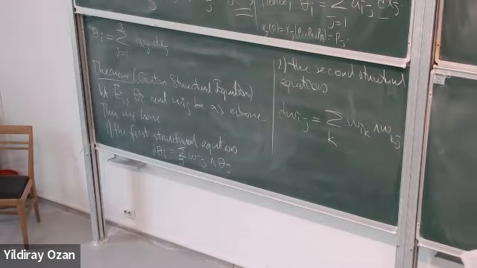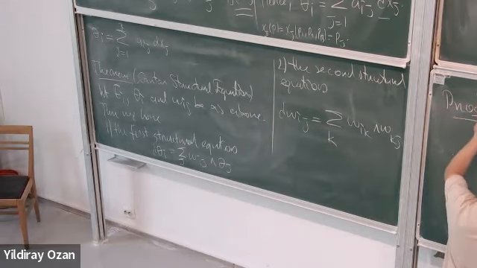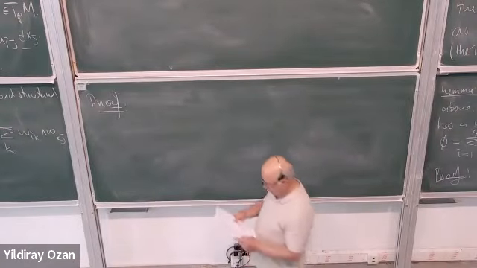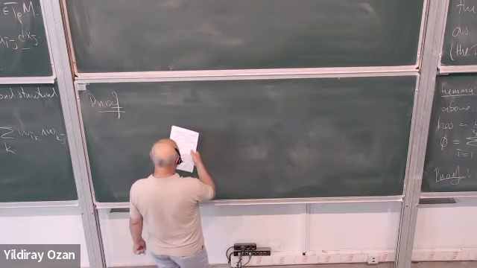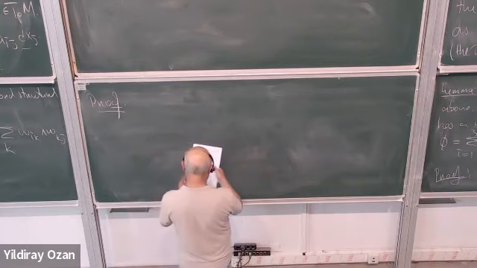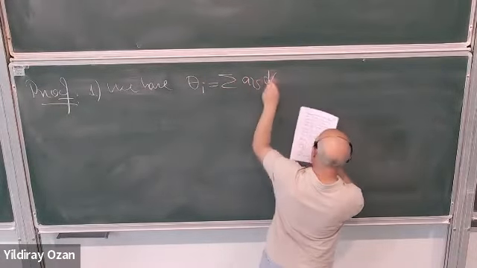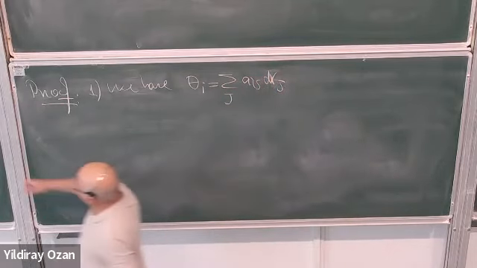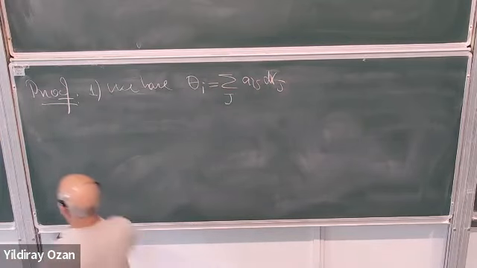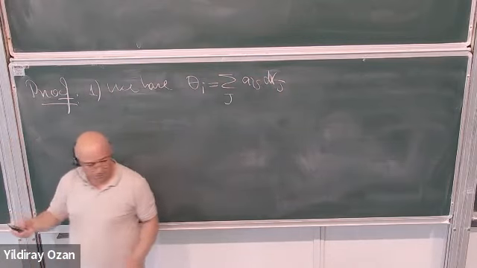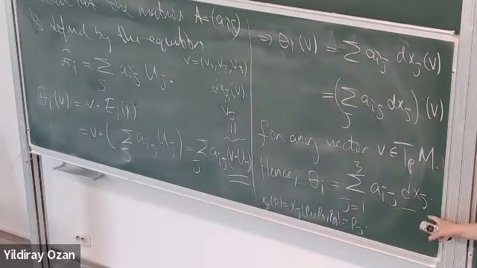Okay. Now let's see the proof. Now the proof is the following. First, we have theta_i equals sum over j of a_ij dx_j, right? That's the equation we obtained here. So just this equation.